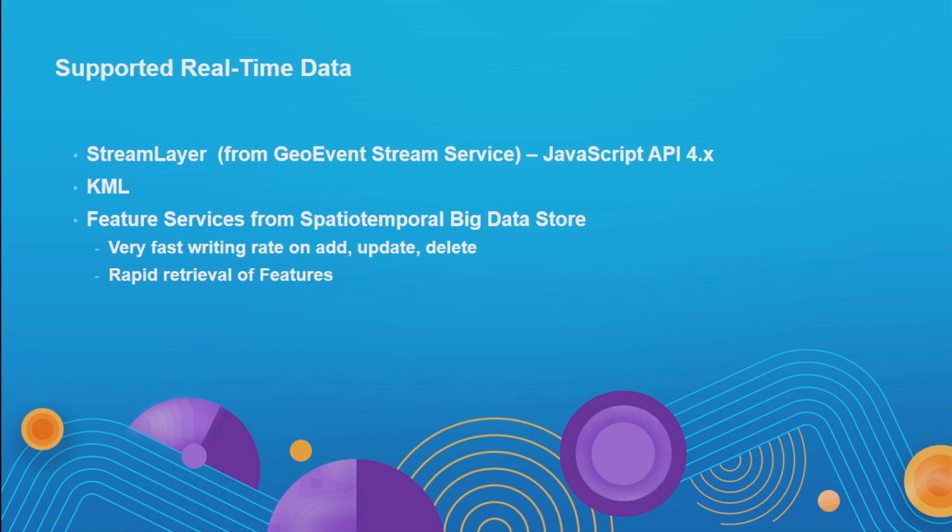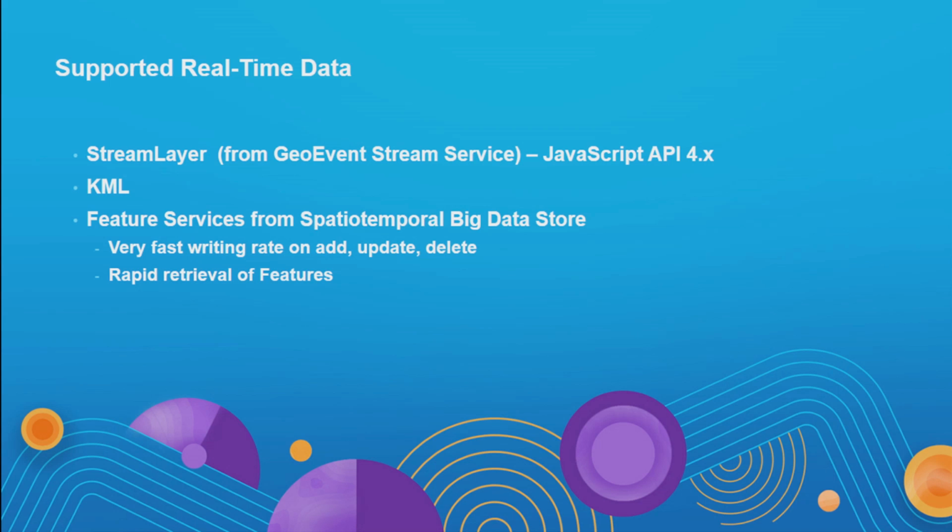So what are our real-time layers? One of them is a stream layer. Stream layer comes from GeoEvent stream service, and it's supported in the JavaScript API since 3.x. But in JavaScript 4.x, you can render the real-time stream layer in 3D.